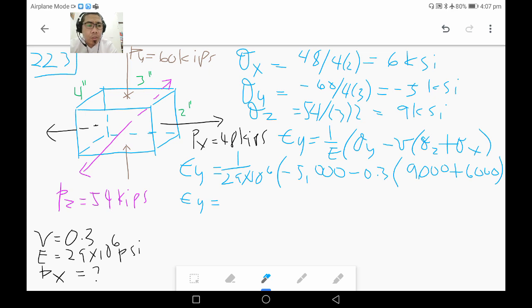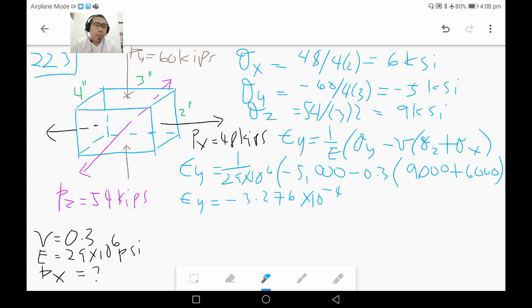And that is negative 3.276 times 10 to the negative 4. Of course, walang unit. Pwede na sabing inches over inches. Walang unit kasi that is the ratio, no? Strain is the ratio of the deformation over the original length. So, wala yung unit, no? Kung lagyan mong unit, pwedeng inches over inches, mm over mm, no?